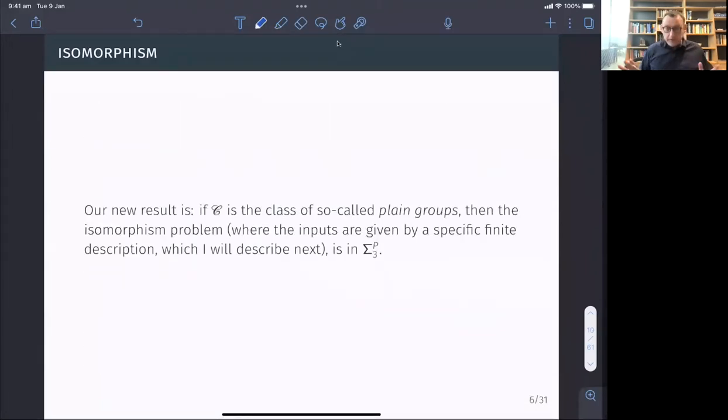So our result, I'll tell you in case everything crashes again, this is the result. That if the class is what's called plane groups, which I'll define on the next slide, then the isomorphism problem, where the inputs are given by a specific finite description, which I will describe a bit later on, the slides have moved around a bit. This isomorphism problem is in sigma 3p. That's our result. So it's better than P space. Maybe it could be improved further. And it's going to depend on this finite description of the groups that I'm going to give you.